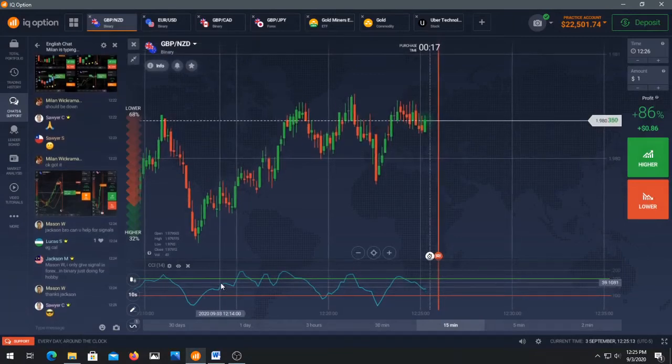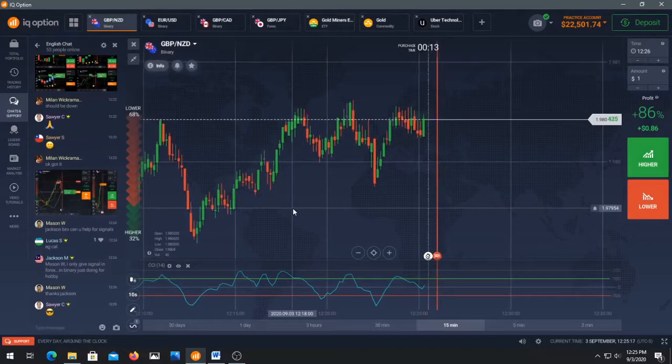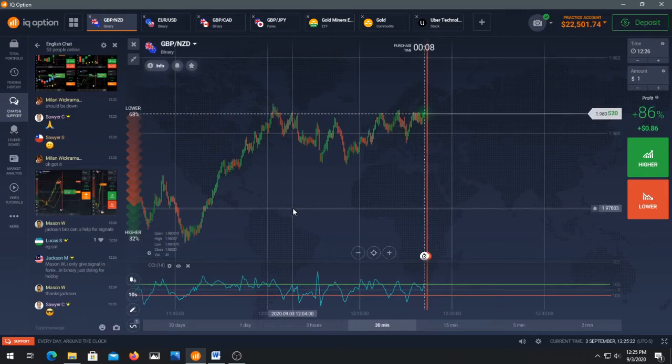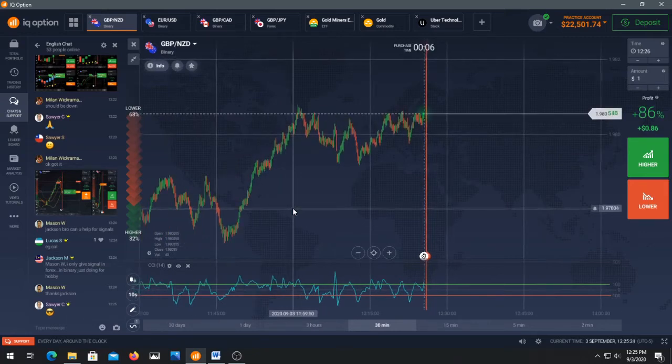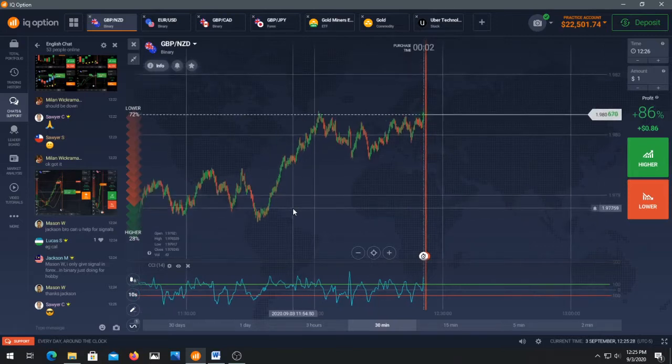Let's go ahead and show you how to draw support and resistance. First, we're going to get this as small as possible where we can still see some of the bars, the bullish and the bearish candles. So then this is small enough.